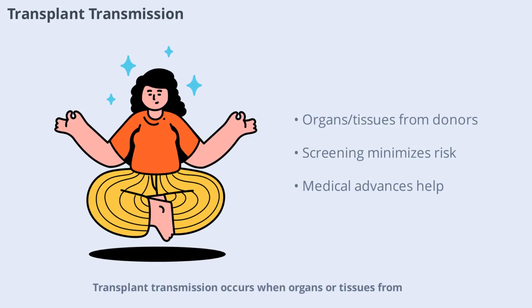Transplant transmission occurs when organs or tissues from an infected donor are transplanted into a recipient. Careful screening and testing of donors help minimize this risk. Advances in medical technology have greatly improved transplant safety.